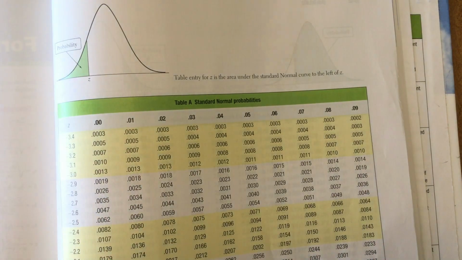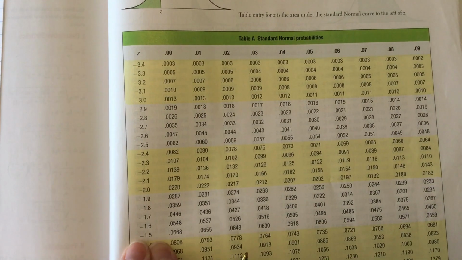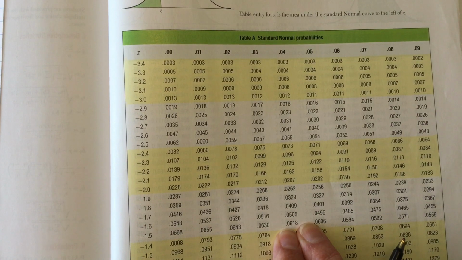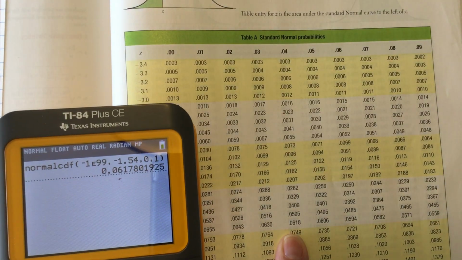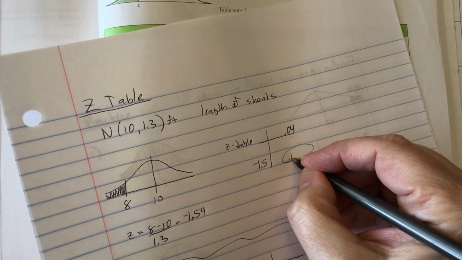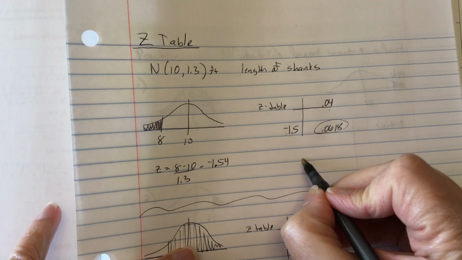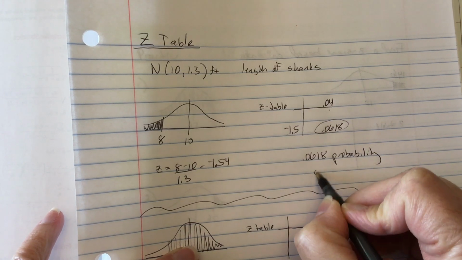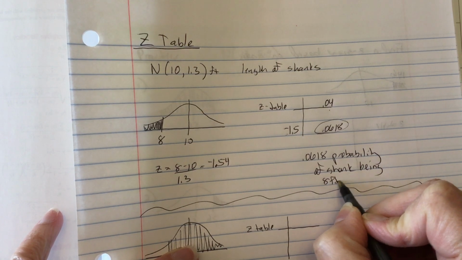If I go to my Z-table, negative 1.5 is right here, 0.04 is right here, and I got 0.0618, which is pretty much exactly what I got in the calculator. Let me write that down. So 0.0618 would be my probability of a shark being 8 feet or less.